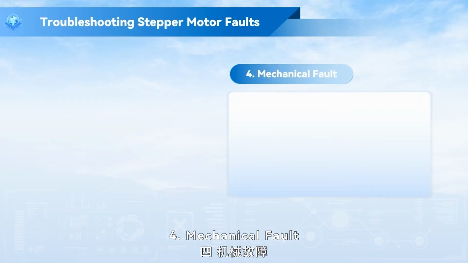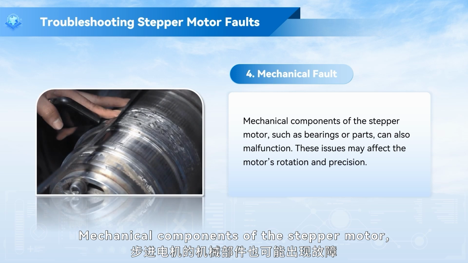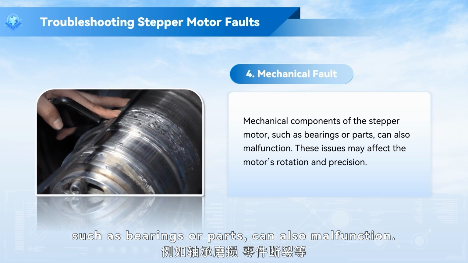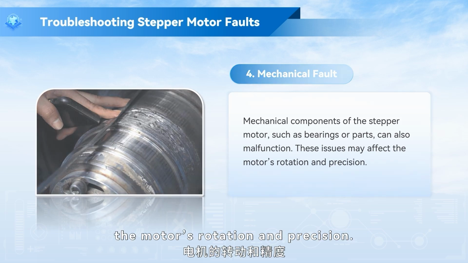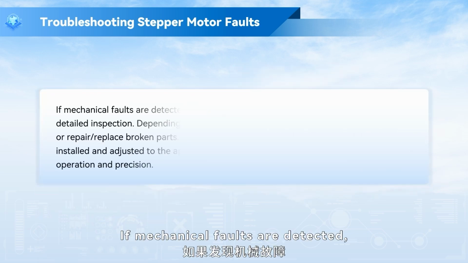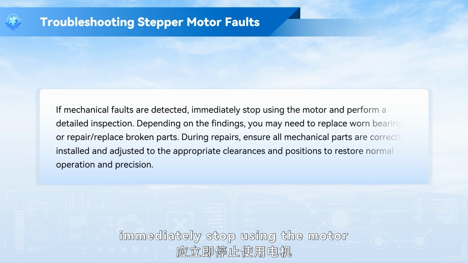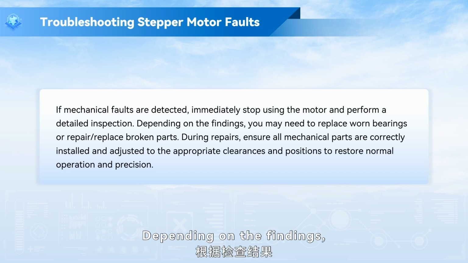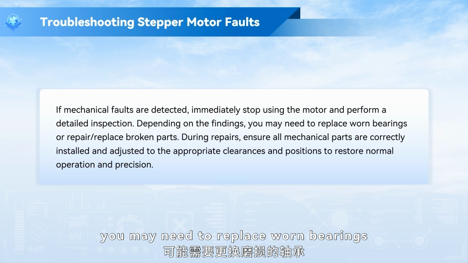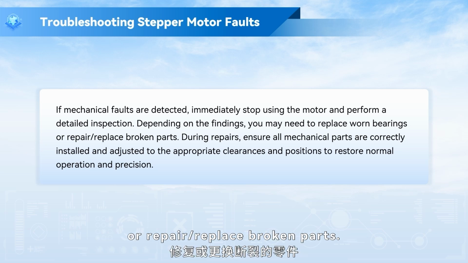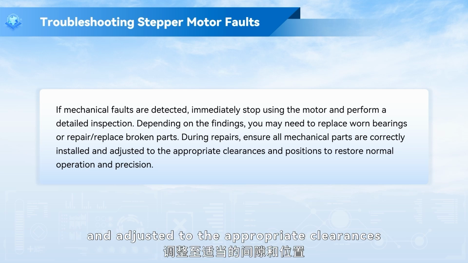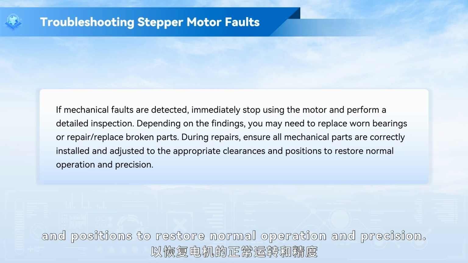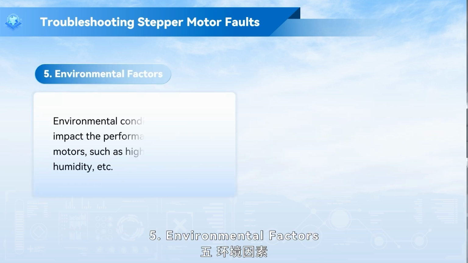4. Mechanical fault. Mechanical components of the stepper motor, such as bearings or parts, can also malfunction. These issues may affect the motor's rotation and precision. If mechanical faults are detected, immediately stop using the motor and perform a detailed inspection. Depending on the findings, you may need to replace worn bearings or replace broken parts. During repairs, ensure all mechanical parts are correctly installed and adjusted to the appropriate clearances and positions to restore normal operation and precision.